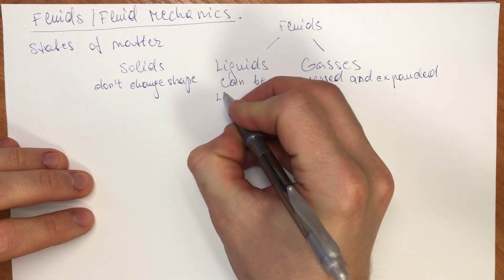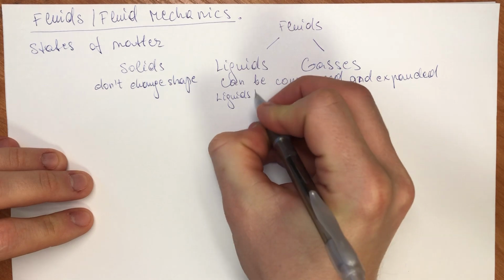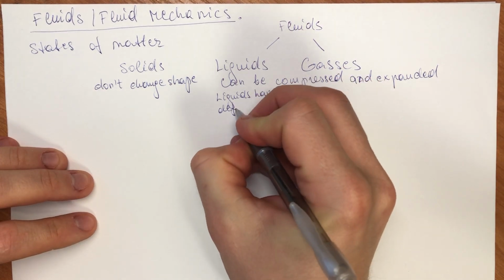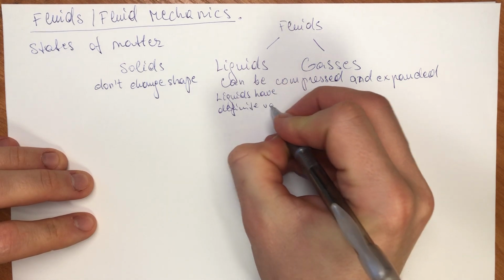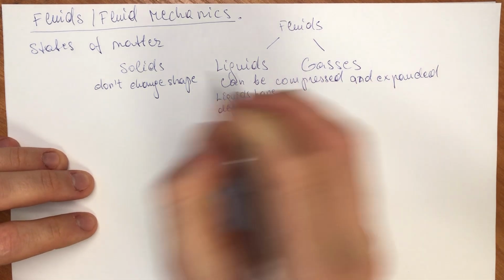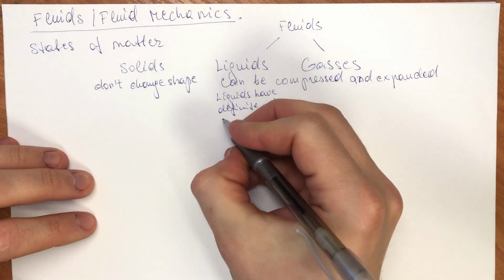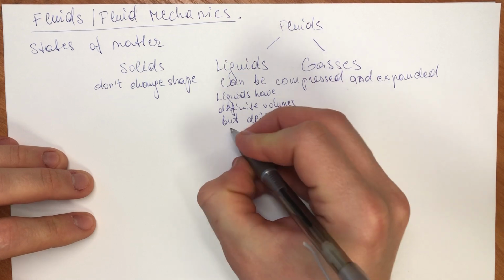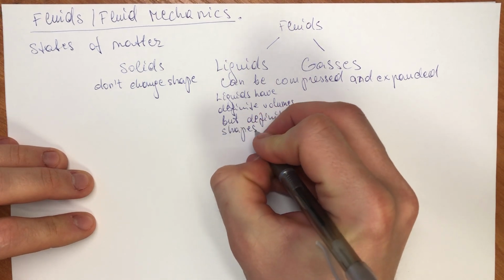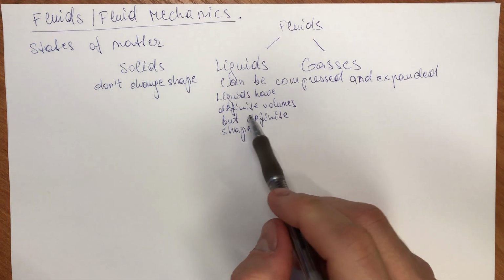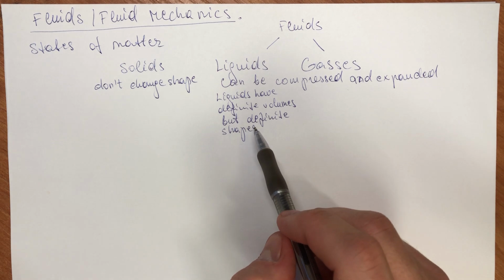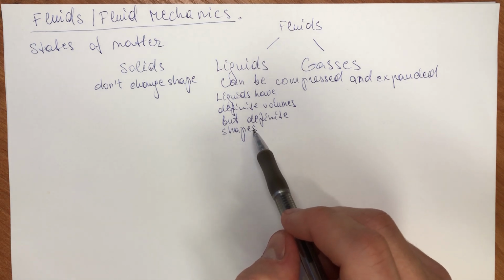Liquids have definite volumes, but no definite shapes. So they have definite volumes, so that's why they're similar to solids, but they have no definite shape. They take the shape of the container.